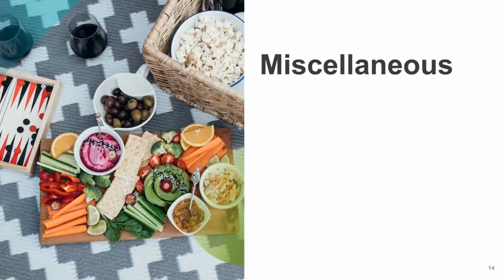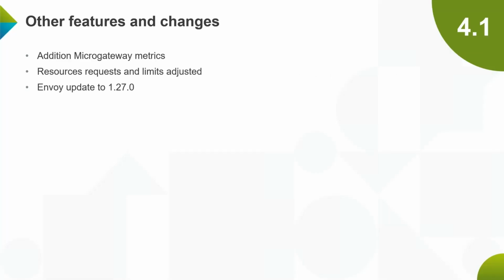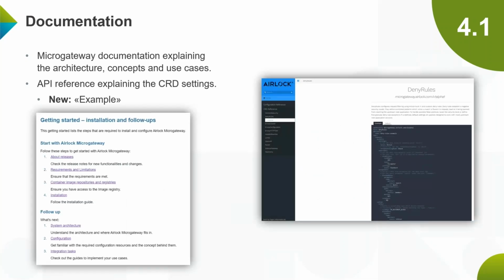Some other changes and features we made in 4.0: we provide a few more metrics to observe the microgateway, what it's doing, and we also adjusted the resource requests and resource limits of our pods. We updated Envoy to version 1.27, and also we improved our documentation. You will see in the API reference now an example tab where we show how such a configuration could look like.